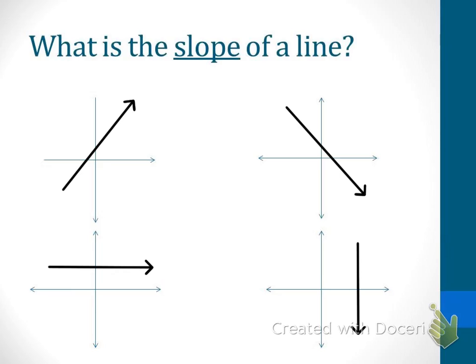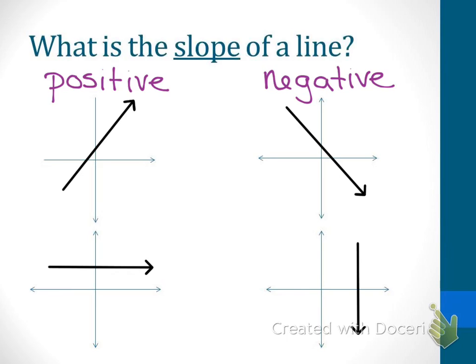When it trends upwards from left to right, like we see in our first graph, we're going to say that the slope is positive. That makes sense, right? Because it's going up, it's going to be positive. So what do you think the second one's going to be? Negative. It's going to be negative. Go ahead and label those graphs as positive and negative. So when I first look at a line, I can tell immediately if the slope is going to be positive or negative.